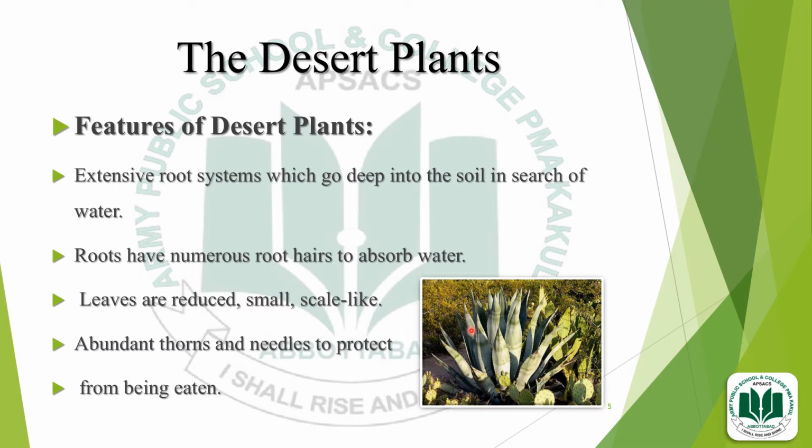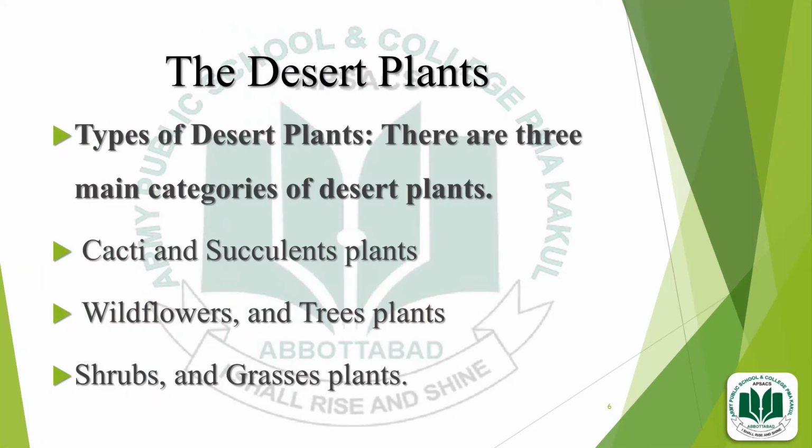Here again you can see the picture of a desert plant. Now kids, here we will discuss types of desert plants. There are three main categories of desert plants: cacti and succulent plants, wildflowers and tree plants, shrubs and grasses plants.